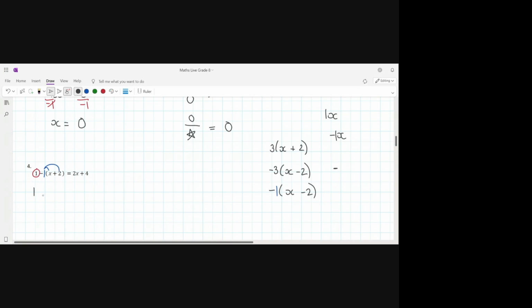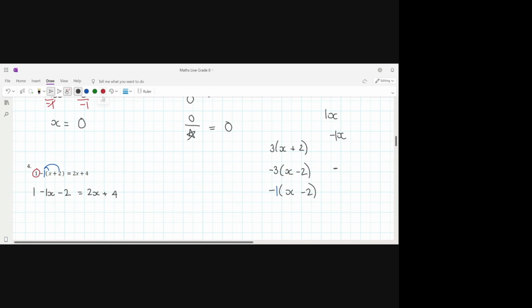Negative 1 times positive x, which is going to be negative 1x. Beautiful. Negative 1 times positive 2 gives us negative 2. Good. We're just going to leave negative 2x plus 4 as it is, because it's not part of anything we're doing just yet. Lovely. Now, what do we need to do?